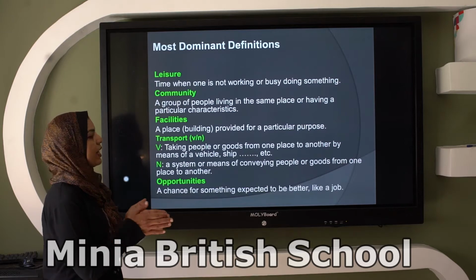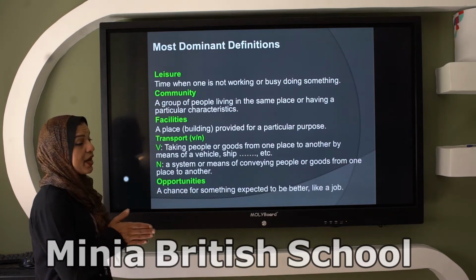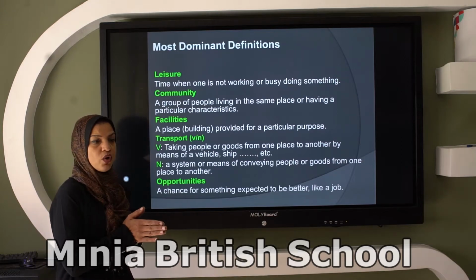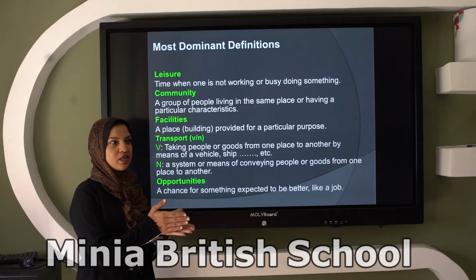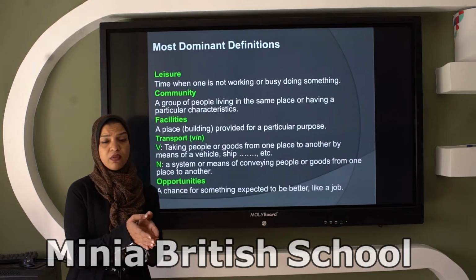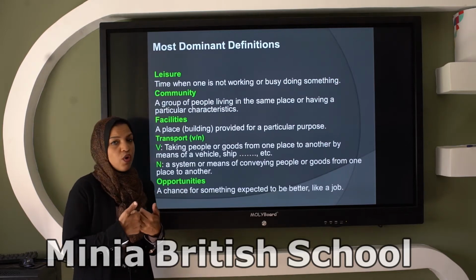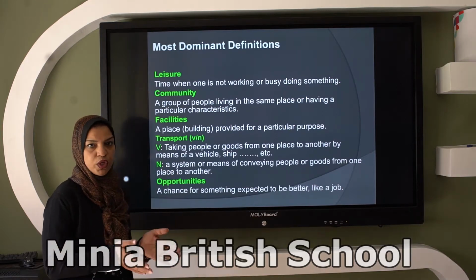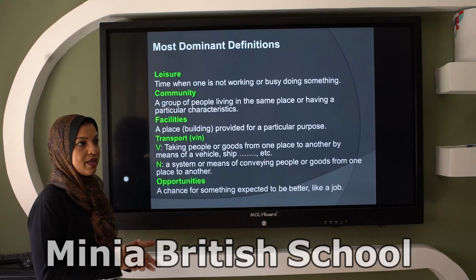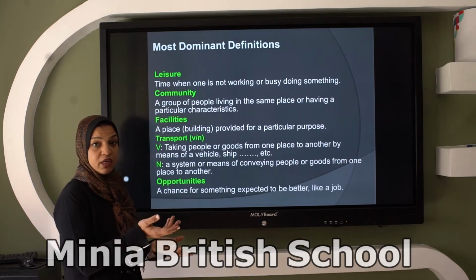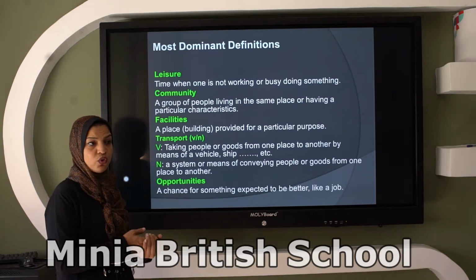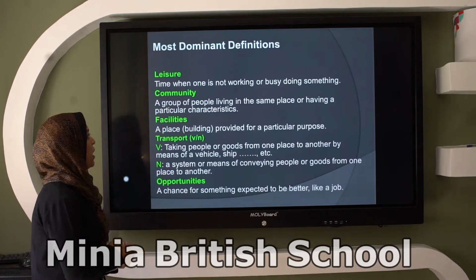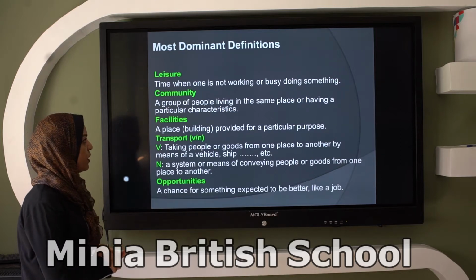We also have the word leisure, which is a noun, and that is the time when one is not working or busy doing something. So leisure is equal to your free time, the time that you can do nothing. You can do whatever you like, but you don't have to do something specifically, like doing homework, writing essays or reports, maybe sending emails. You have no specific job to do. So that's your leisure, that's your free time.